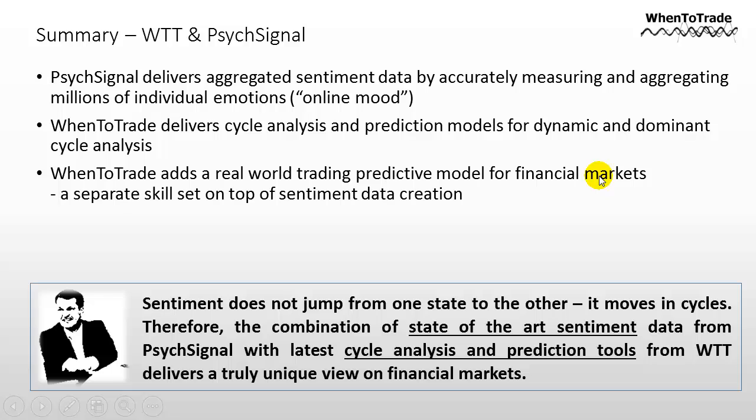Finally, to give a short summary, I would really recommend using the PsychSignal information on sentiment and combining it with our WhenToTrade toolset regarding cycles. PsychSignal delivers aggregated sentiment data by accurately measuring and aggregating millions of individual emotions. I call it online mood. It's quite impressive what they're doing. What we can do with WhenToTrade is deliver the cycle analysis and prediction models for dynamic and dominant cycle analysis on top of that. So WhenToTrade adds a real-world trading predictive model for financial markets. And this is a separate skill set on top of the sentiment data creation.